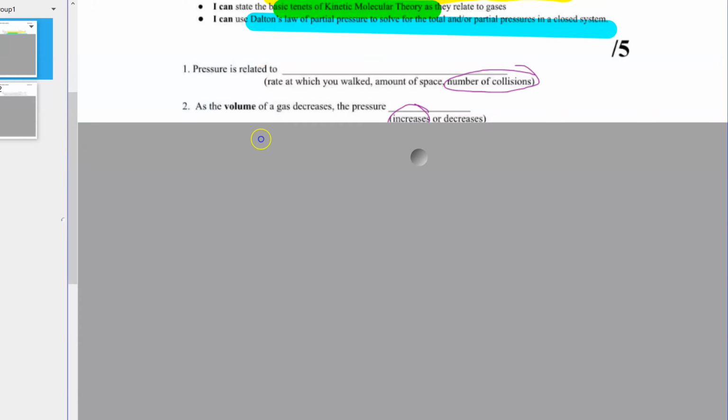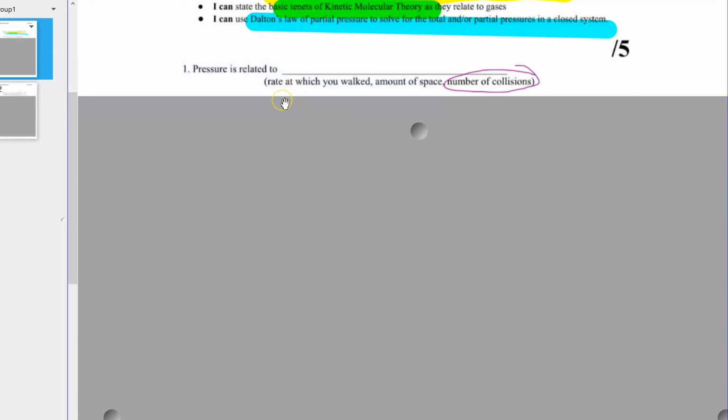Okay. So number one, we didn't do this activity in class, but Mrs. Van de Walle modeled it in the notes and using the PhET simulation. So if you imagine that you're a moving molecule of gas, the pressure is related to what? The speed at which you walked? No, that's not right. The speed was related to the energy and to the temperature. The amount of space? No, that's related to the volume. It's the number of collisions. It's those actual collisions between the particles and against the walls of the container.